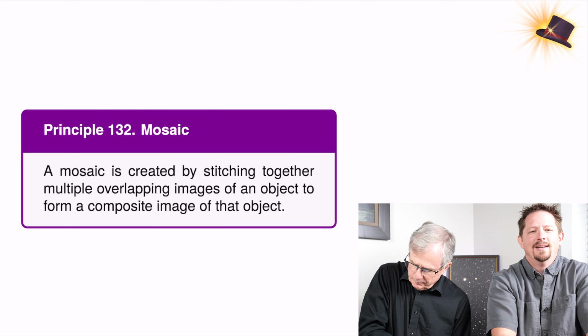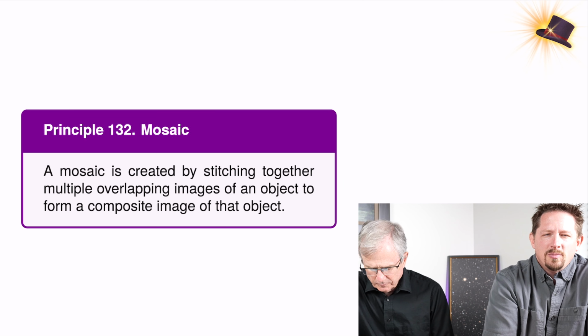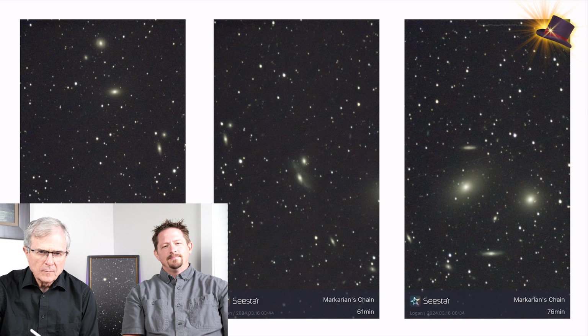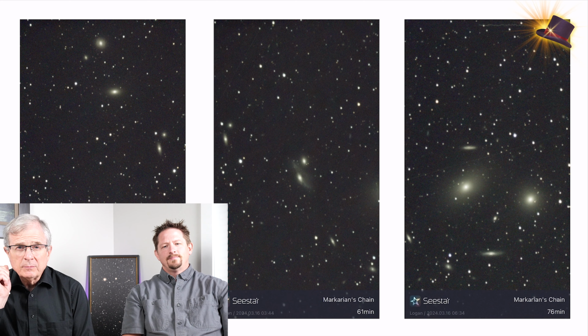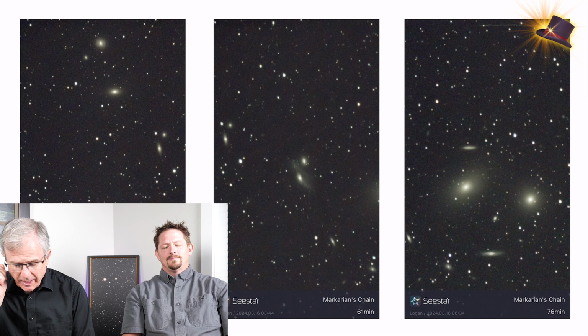Mosaics. A mosaic is created by stitching together multiple overlapping images of an object to form a composite image of that object. So here's an example of a mosaic that we created with our C-Star S50, seemingly ages ago.